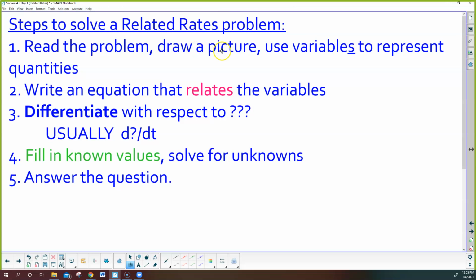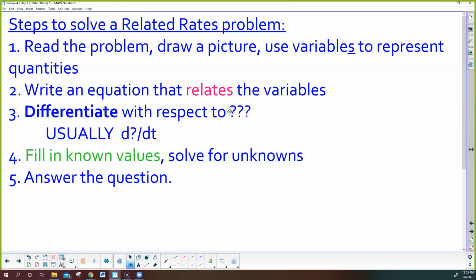Read the problem, draw a picture, use variables to represent the quantities. So we used A, B, and C. We saw other ones where it was length and width. Then we write the equation that relates the variables together. That's the hardest part. What equation do you use? And then we differentiate with respect to time, right?